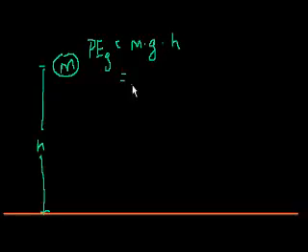Or you could view it as the magnitude of the force of gravity. It's a vector, but we could say the magnitude of the vector times height. And so what is potential energy?